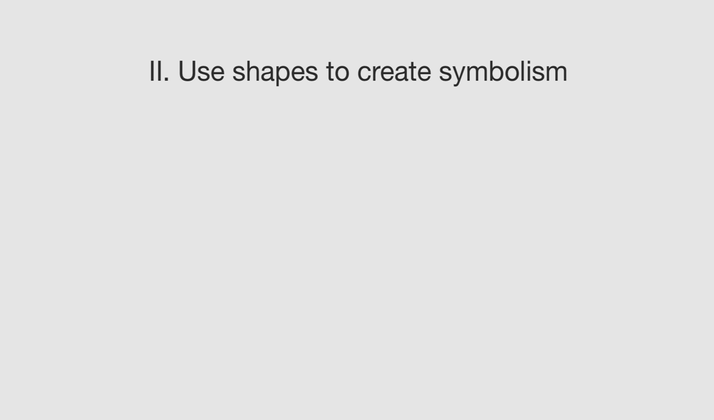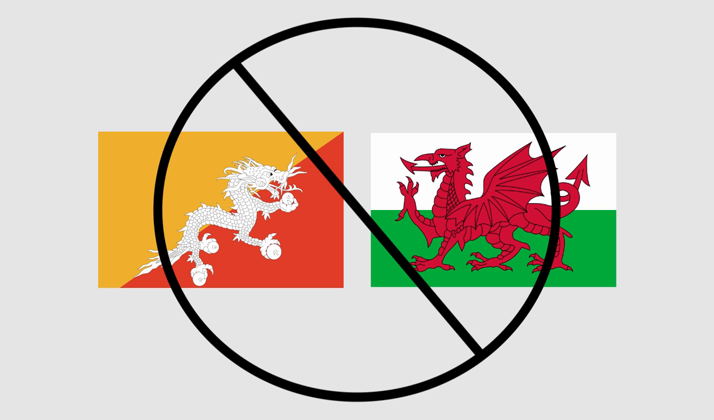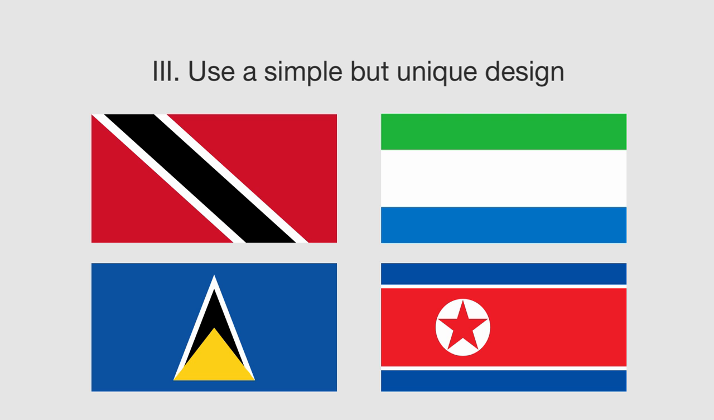2. Use simple shapes and maybe a silhouette to create symbolism for what the flag represents. Never use seals or complex designs that can't be drawn by a child in several seconds. 3. Keep the design simple while still differentiating it from other flags.